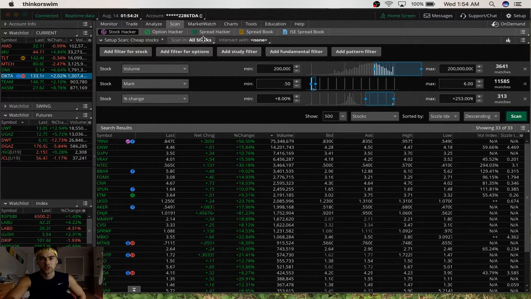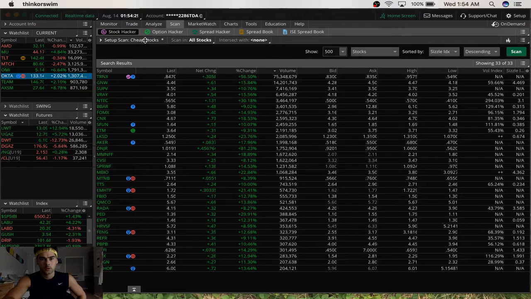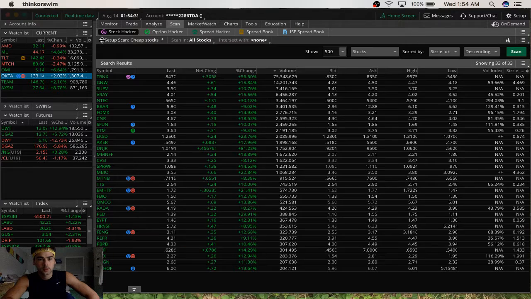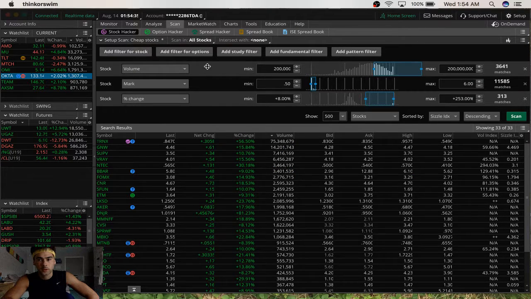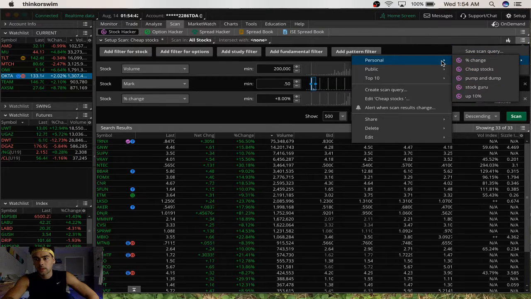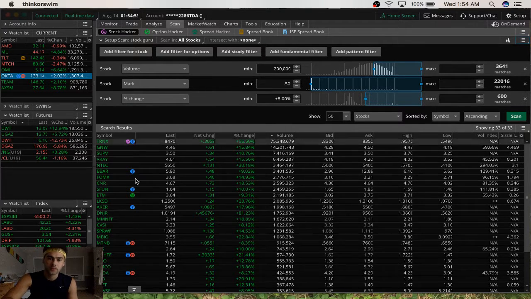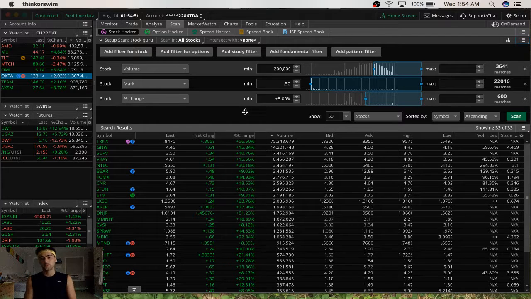I haven't done this in a while. How do I do this? I guess I'm going to have to learn stuff with this video too. Load scan query, here's what you want to do. Personal, and then we go to Stock Guru, the one that I just made. It's the same, so it would have changed if I was on a different one, but that's how you can make a quick little scan to scan for some stocks that are pumping up in the morning.